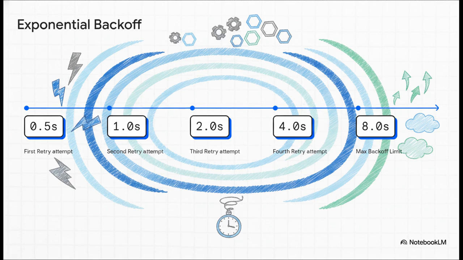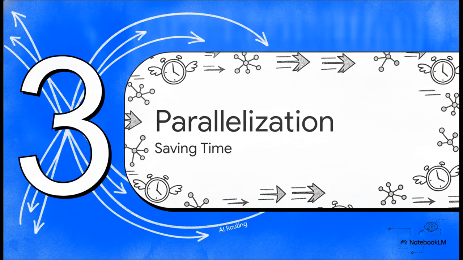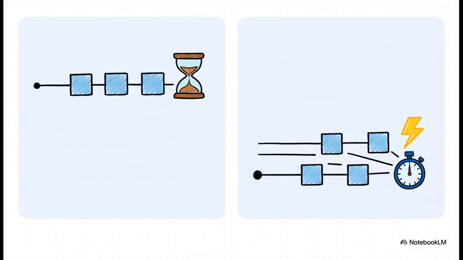All right, section 3, parallelization and saving time. So our system is smart and it's resilient. Now, how do we make it fast? The secret here is parallelization.